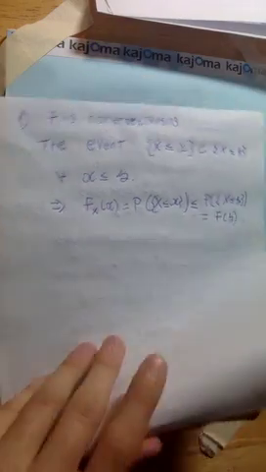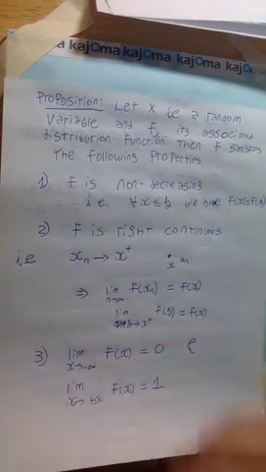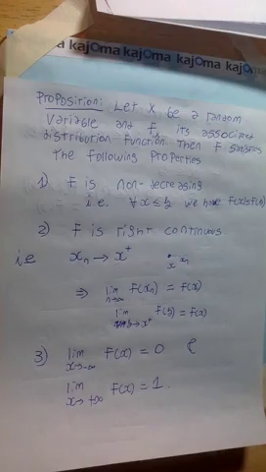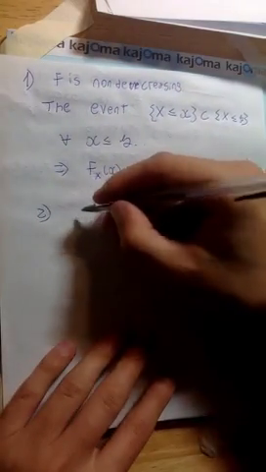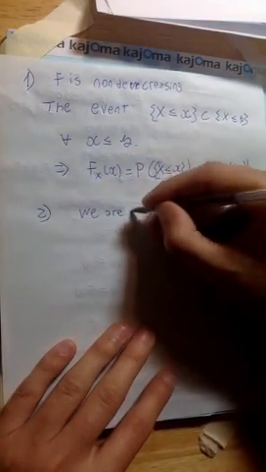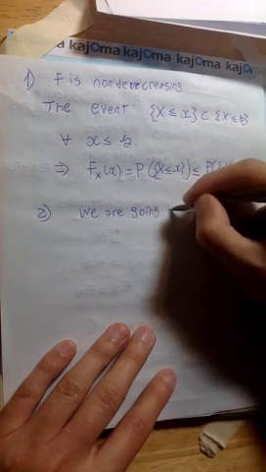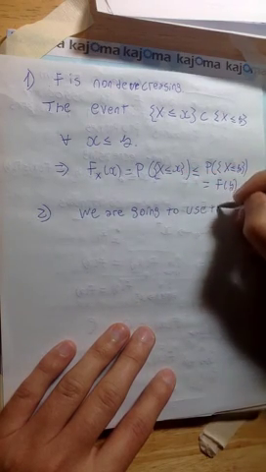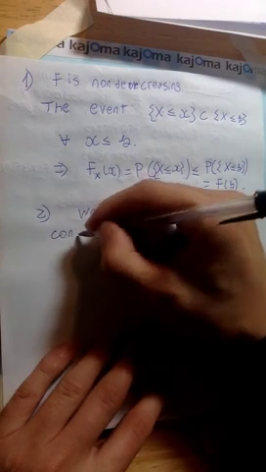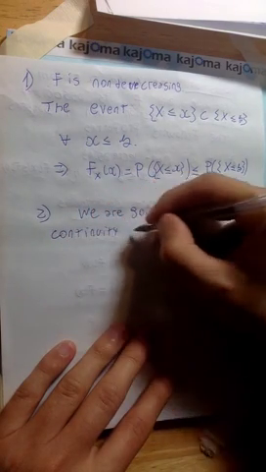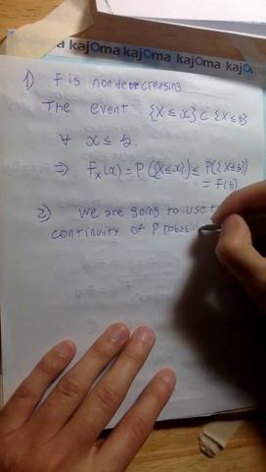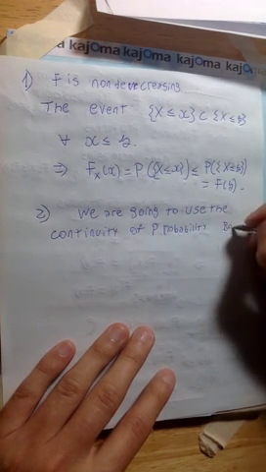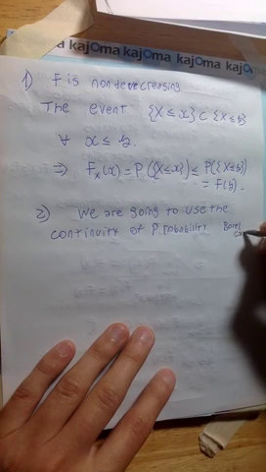So what is the second property? The second property we care about is that F is right continuous. Okay, so for this second part, we are going to use the continuity of probability, which is what I called before Borel-Cantelli.